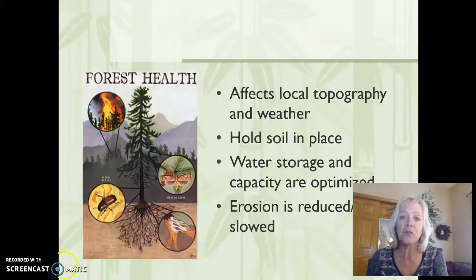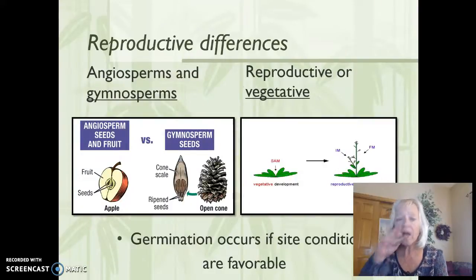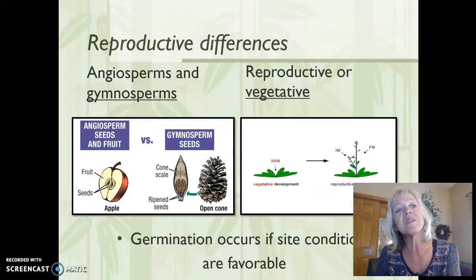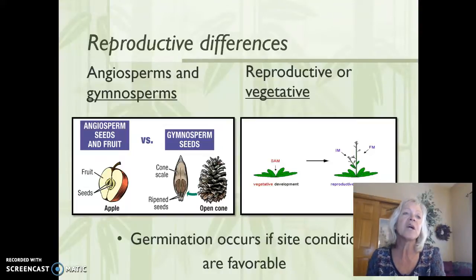So forest health is our goal, and it's what drives what we're talking about the rest of the semester. We have to take into consideration reproductive differences in that forest site. So germination of the seed only occurs if the site conditions are favorable. And this is different for angiosperm seeds, which have a fleshy covering, and gymnosperm seeds, which are naked. Okay, and that's an open cone.